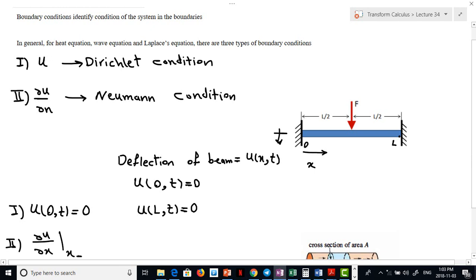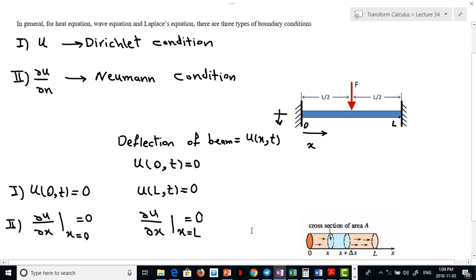At x equal to 0 it is equal to 0. Here you can see that we have the derivative of u with respect to x. As a result, this boundary condition is a Neumann condition. And we have the derivative of u with respect to x at x equal to L equal to 0, because the slope of deflection is equal to 0. So we have two Neumann conditions for the fixed beam.